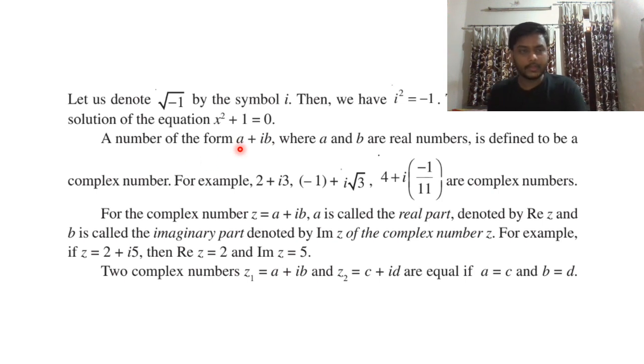Here we have the number a plus iota b, where a and b are real numbers. It is defined to be a complex number. Then we have 2 plus iota 3 as an example. For the complex number z equals a plus iota b, a is the real part, denoted by real part of z, and b is called the imaginary part, denoted by imaginary part of z. For example, if z is 2 plus 5 iota, then the real part of z will be 2 and the imaginary part of z will be 5.